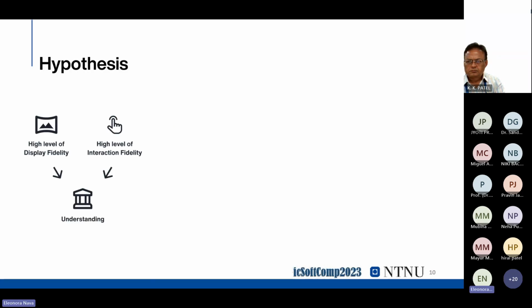The hypotheses were as follows. The first states that providing a highly realistic environment in terms of display and interaction fidelity can enable users to gain a better understanding and comprehension of the simulation.